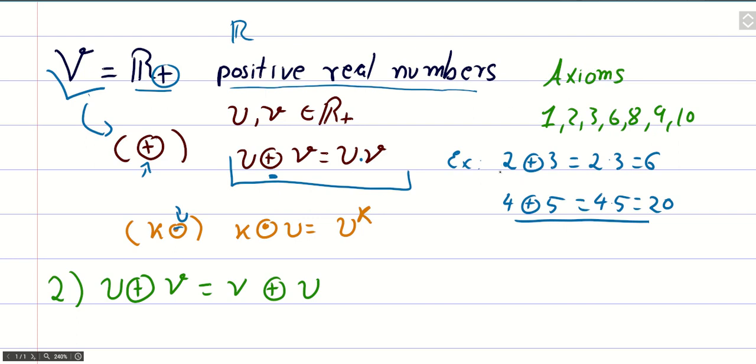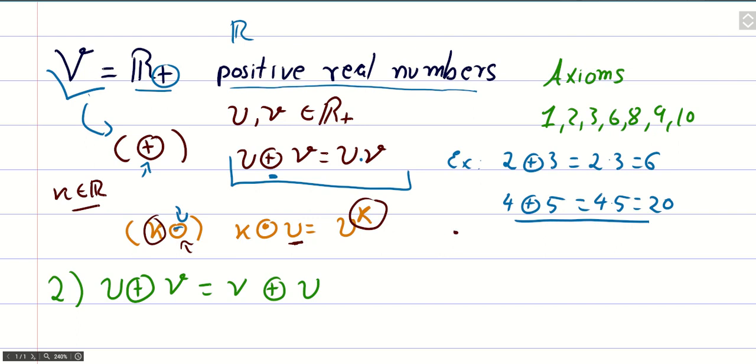And if this corresponds to the sum, then the multiplication in this space by a scalar k is as follows. Here I need to put in context: k is a real number. It could be negative, it doesn't matter. The point is that the multiplication by a scalar of a vector, which corresponds just to positive numbers, is defined in this way. So the multiplication corresponds to the power.